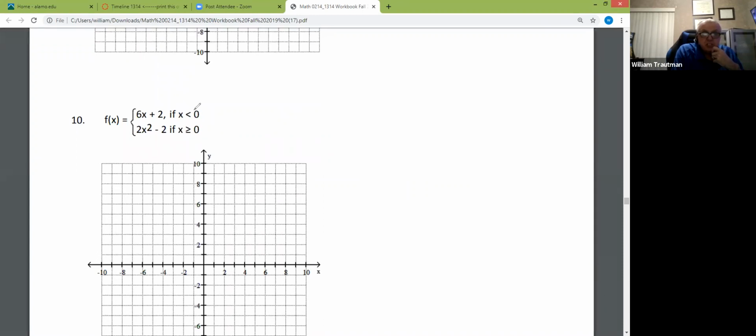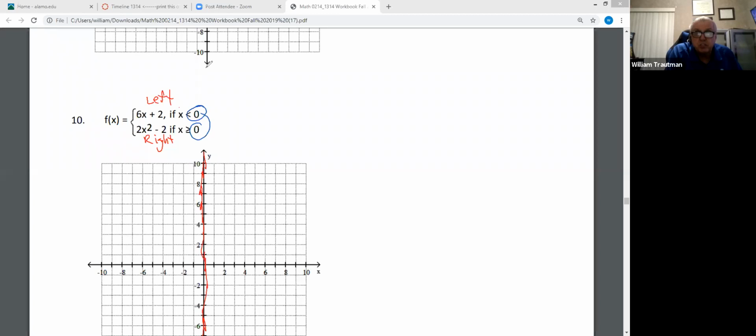So you see 0 is our boundary. So I'm going to put my little x equals 0 right down the center. X equals 0 is right down the center. So x is less than 0. This is the graph on the left side of the line. X is greater than or equal to 0. This is the graph on the right side of the graph. Left side and right side.